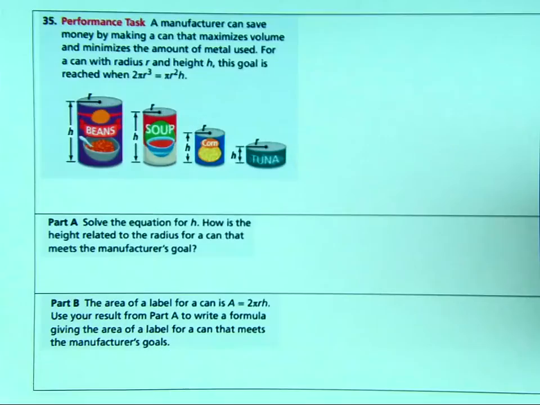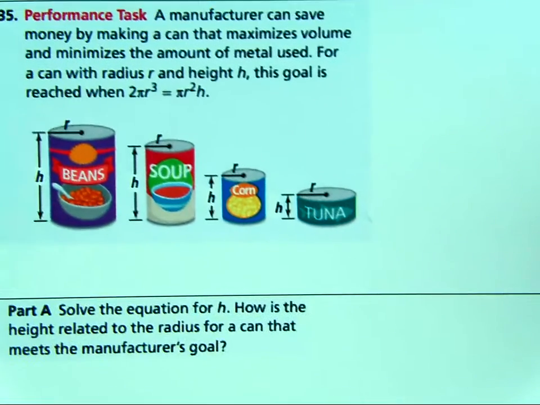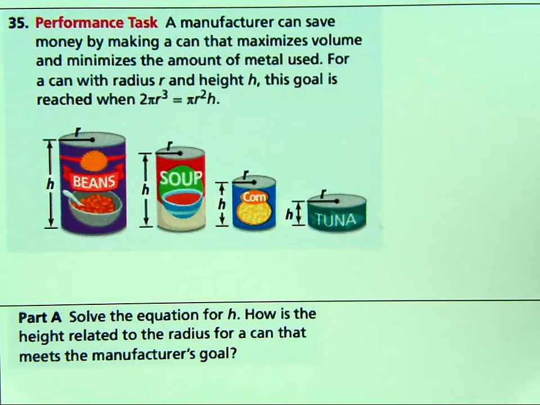Okay, now I wanted to do a word problem with you where we're going to use this information. Let me try to zoom in a little bit. So you see we have some cans here, some beans, some soup, some corn, some tuna. Manufacturers often want to maximize or minimize things. They want to minimize cost.